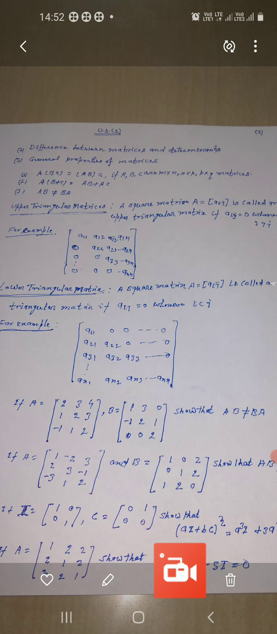You have to show that (AI plus BC) to the power 3 is equal to A cube I plus 3A square BC. So find AI and BC and add them, and then find its cube. And next, multiply I by A cube and 3C by A square B, and add them and find its value, and check whether both LHS and RHS are equal or not.